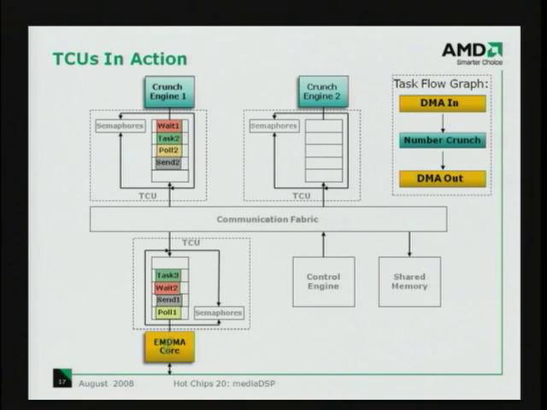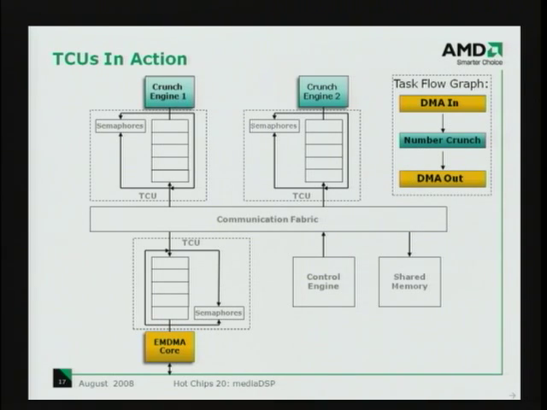So once that DMA finishes, he will send a signal up and set that semaphore, removing the block for that crunch engine. So now the crunch engine can process, the DMA engine is in a position where he's waiting for that crunch engine to finish. So the crunch engine finishes and it sets the semaphore. And so this is how basic synchronization is achieved. And so this is just a simple demonstration for a simple task flow graph.